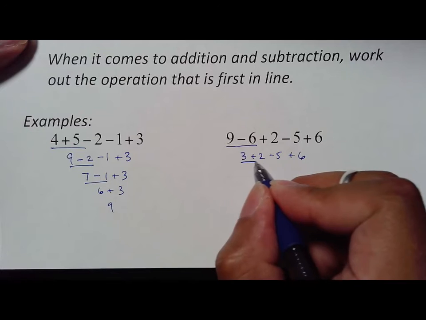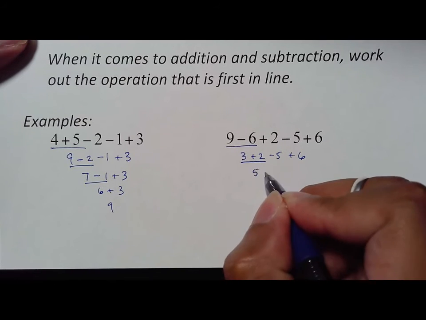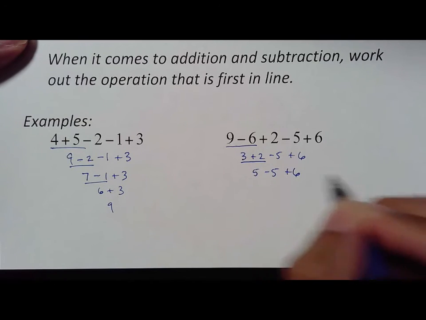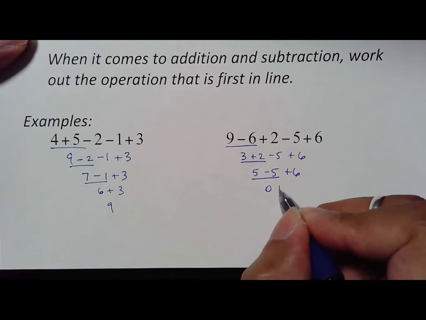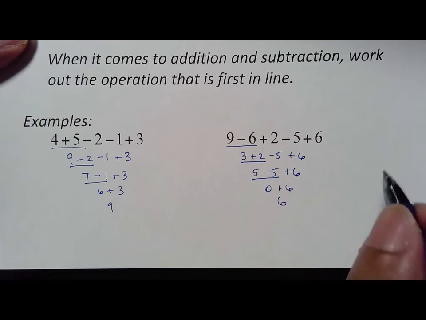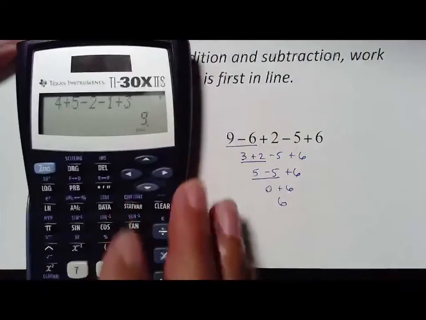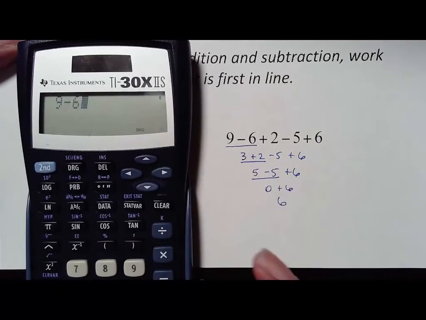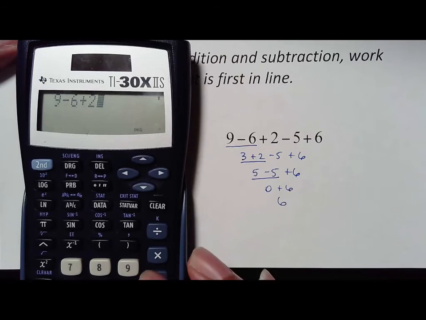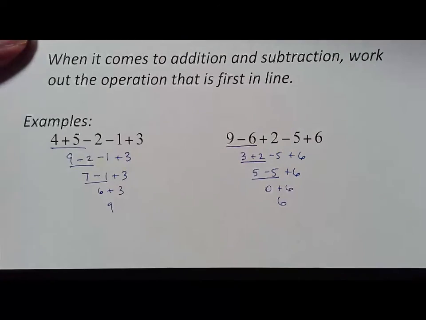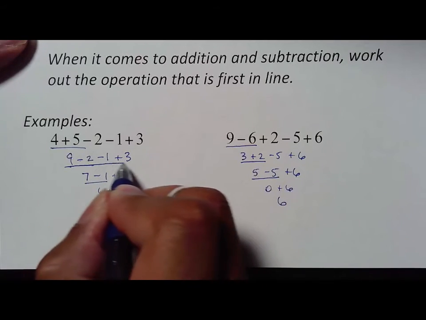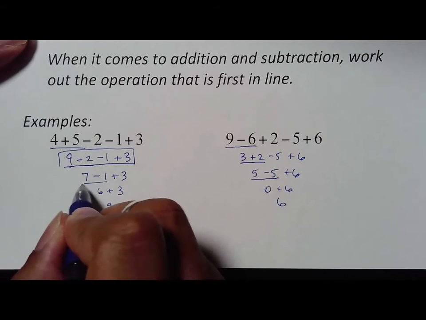Then you put your 3 plus 2 together, which is 5. Then copy your minus 5, plus 6. Then you put your 5 minus 5 together, which is 0. Plus 6, and then 0 plus 6 is 6. Again, just to prove it to you real fast, 9 minus 6 plus 2 minus 5 plus 6 is 6, which is right.